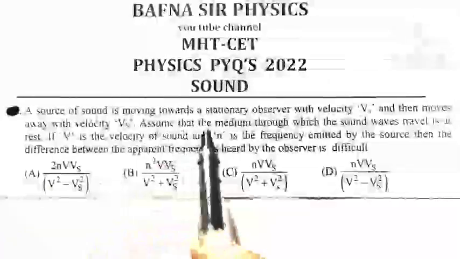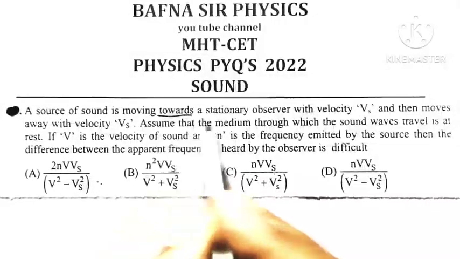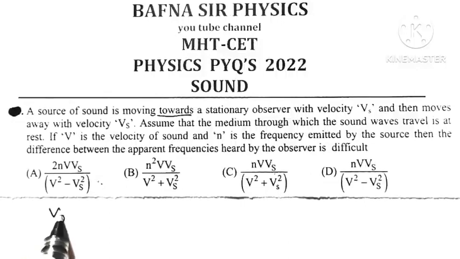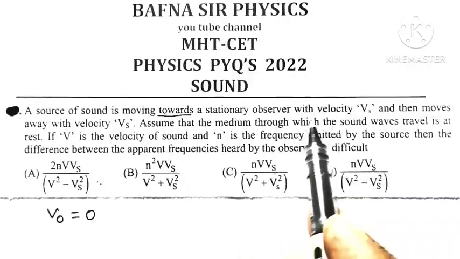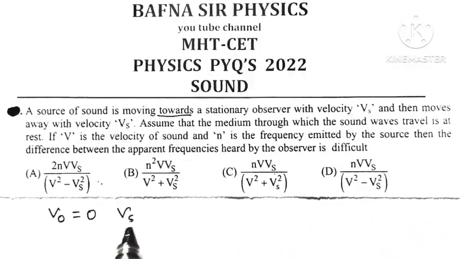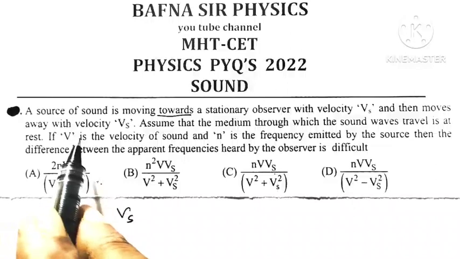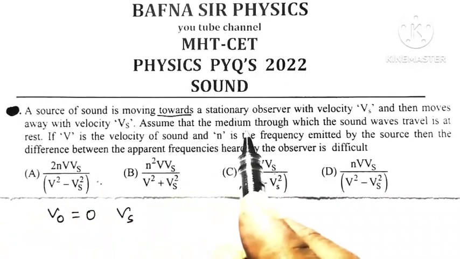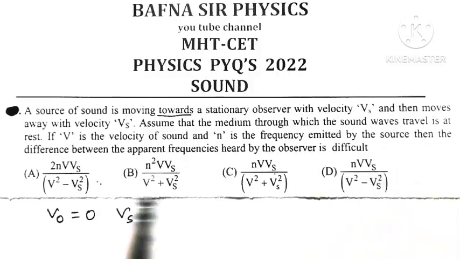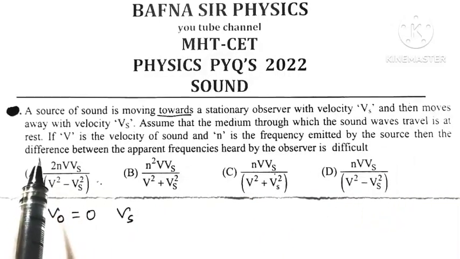A source of sound is moving towards a stationary observer, so Vo is equal to 0. The observer is stationary and the source is moving towards with a velocity Vs and then moves away with a velocity also Vs. We assume that the medium through which the sound wave travels is at rest.